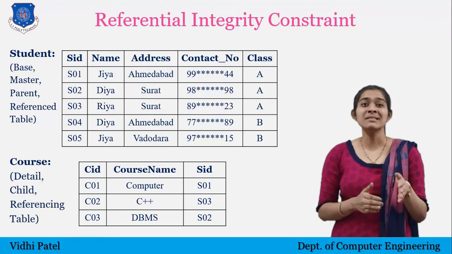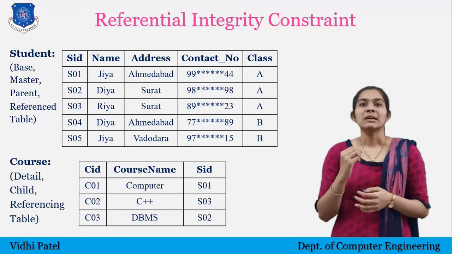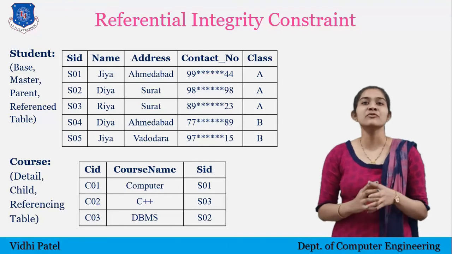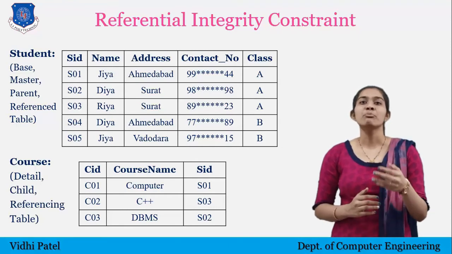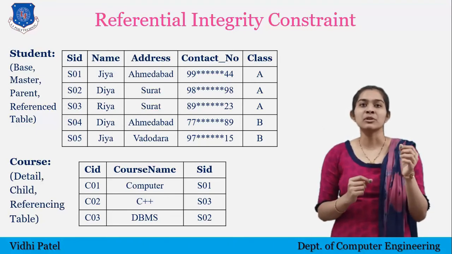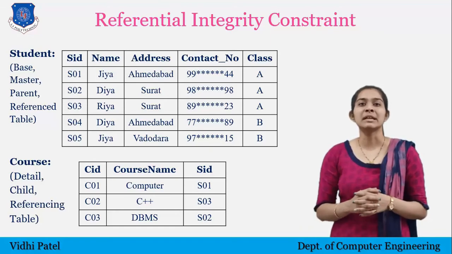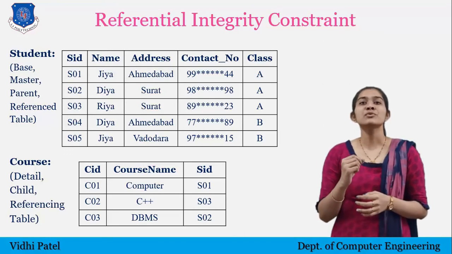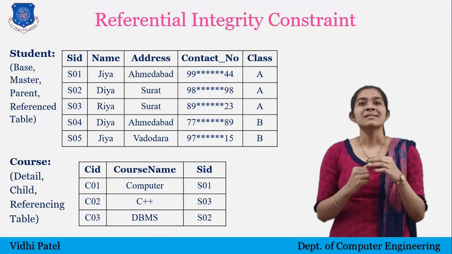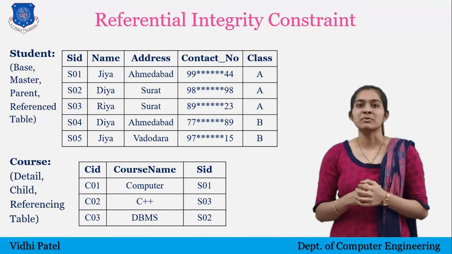Keep in mind that a base table must exist before creating a detail table. So, it is required to create a student table before creating a course table. Also, it is necessary for records to be present in the master table before inserting corresponding records into the detail table. So, first insert a record into the student table before inserting records into the course table. From the foreign key student ID in the course relation, we get which student is currently studying in which course. Student ID S01 is studying computer course, whereas student ID S03 is studying C++ course.